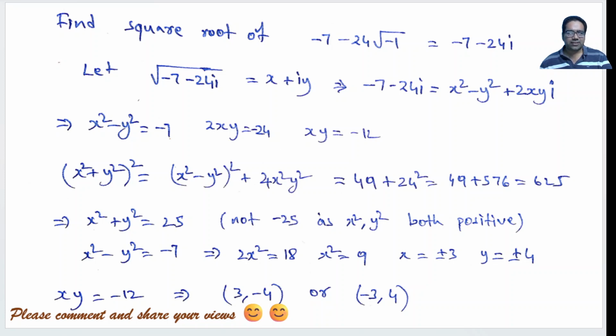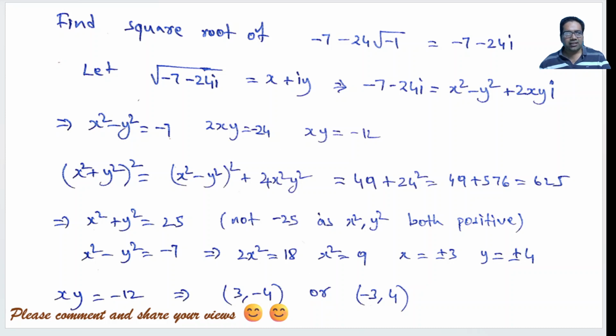And x square minus y square we already have as -7. If you add both of them, 2x square becomes 25 minus 7, that is 18. So x square becomes 9. Here we take x as either +3 or -3. x can be positive or negative, but x cannot be complex. So that's why we are taking x as +3 or -3.